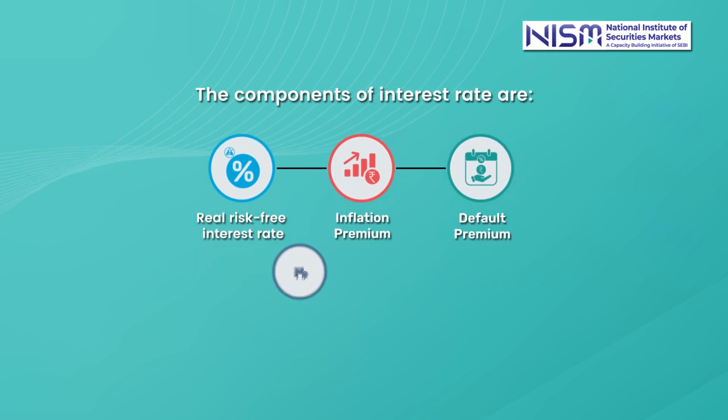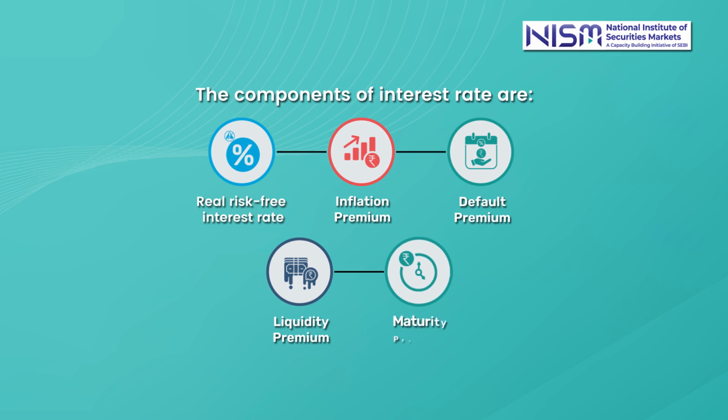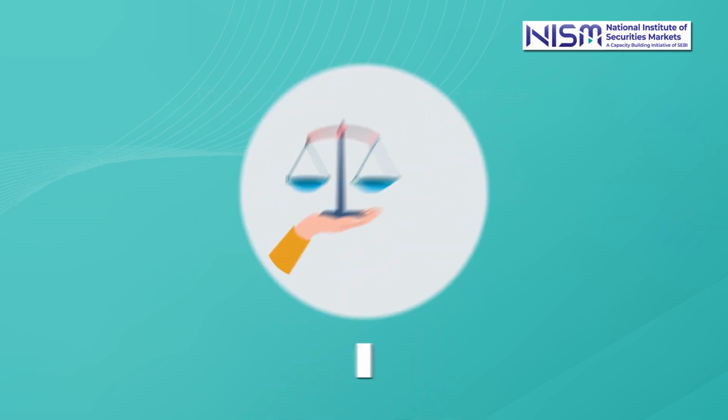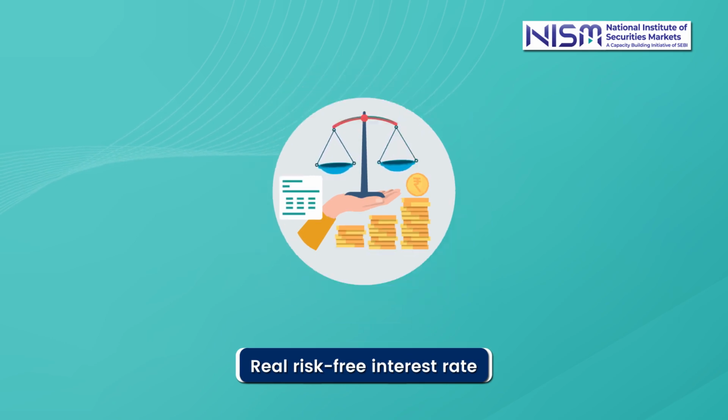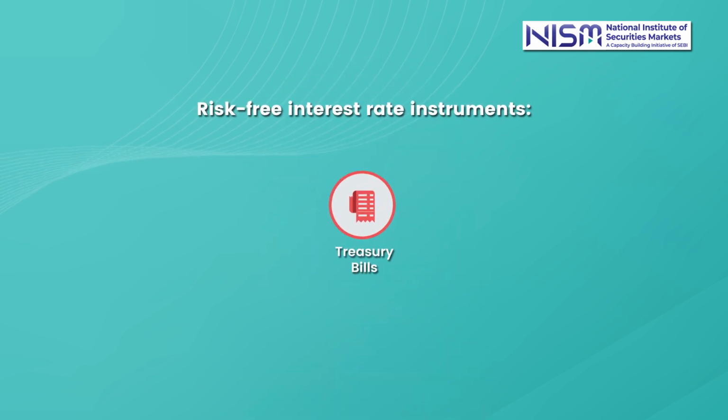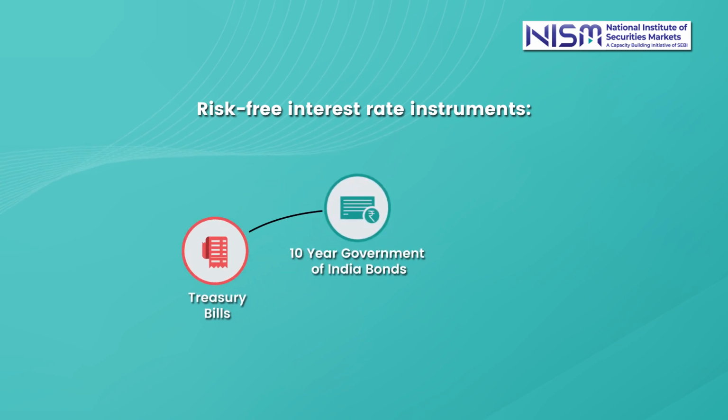Okay, so we will see the components, the constituents of the rate of interest. The first component of the interest rate is the real risk-free interest rate. When we say risk-free, in a money market instrument we refer to the treasury bill, T-bills, right? In a longer term, when it comes to debenture bonds, we refer to the 10-year Government of India bonds. So risk-free basically refers more towards sovereign securities.